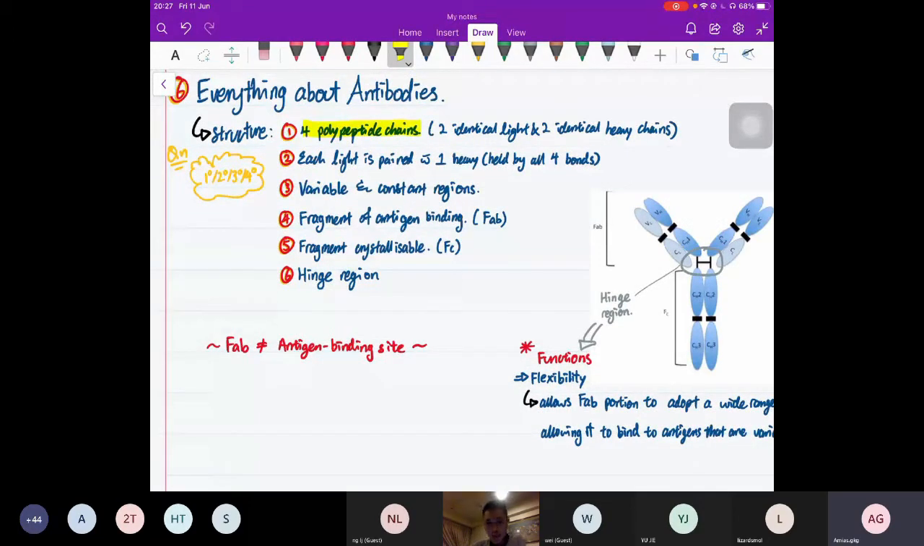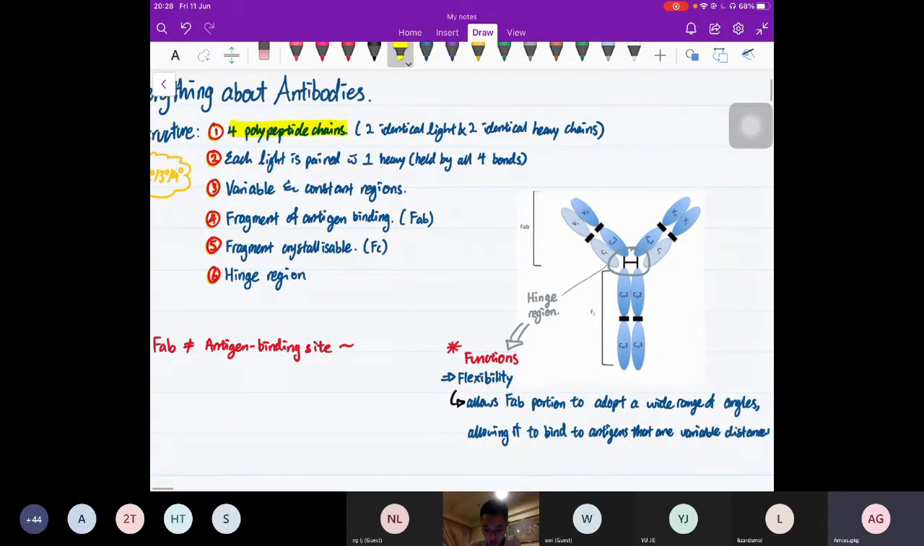So each light chain is paired with 1 heavy chain, and it's held by all 4 bonds. Again, the 4 bonds here, we go back to proteins, and they are your disulfide bridges, your hydrogen bonding, ionic bonding, and your hydrophobic interactions, those 4 bonds.